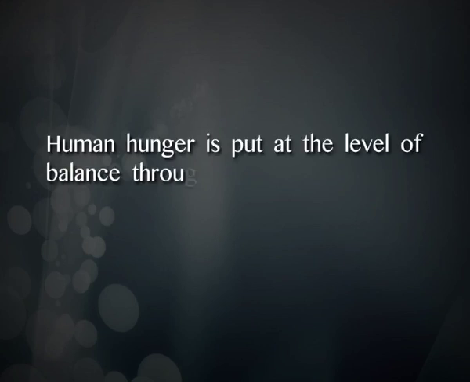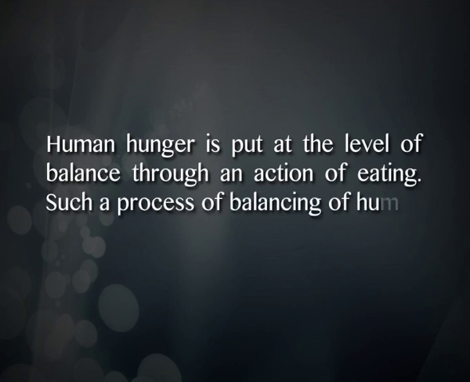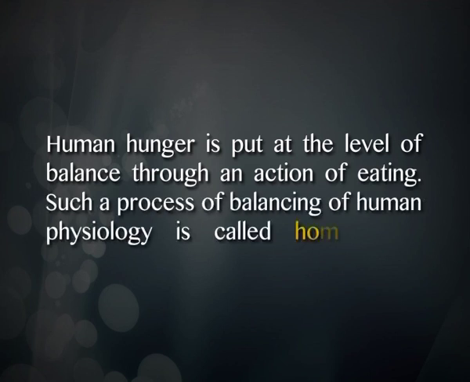According to Canon, our bodily system constantly strives for an optimum level of functioning, maintaining a normal state of balance between input and output. For example, human hunger is put at the level of balance through an action of eating. Such a process of balancing of human physiology is called homeostasis.